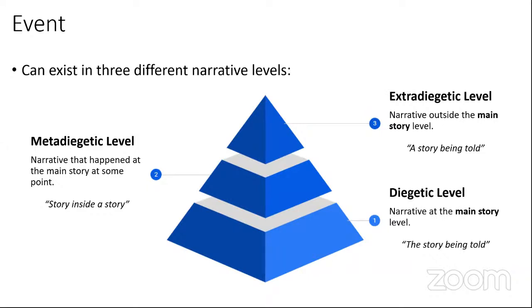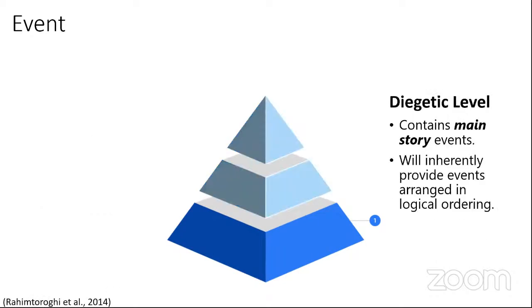So the diegetic level will contain the data that are important for building the changes in the world. And since we always talk about the current point in building a story, these events will allow us to follow the logical order of events. Thus, the reason why we are primarily focusing on the diegetic level.